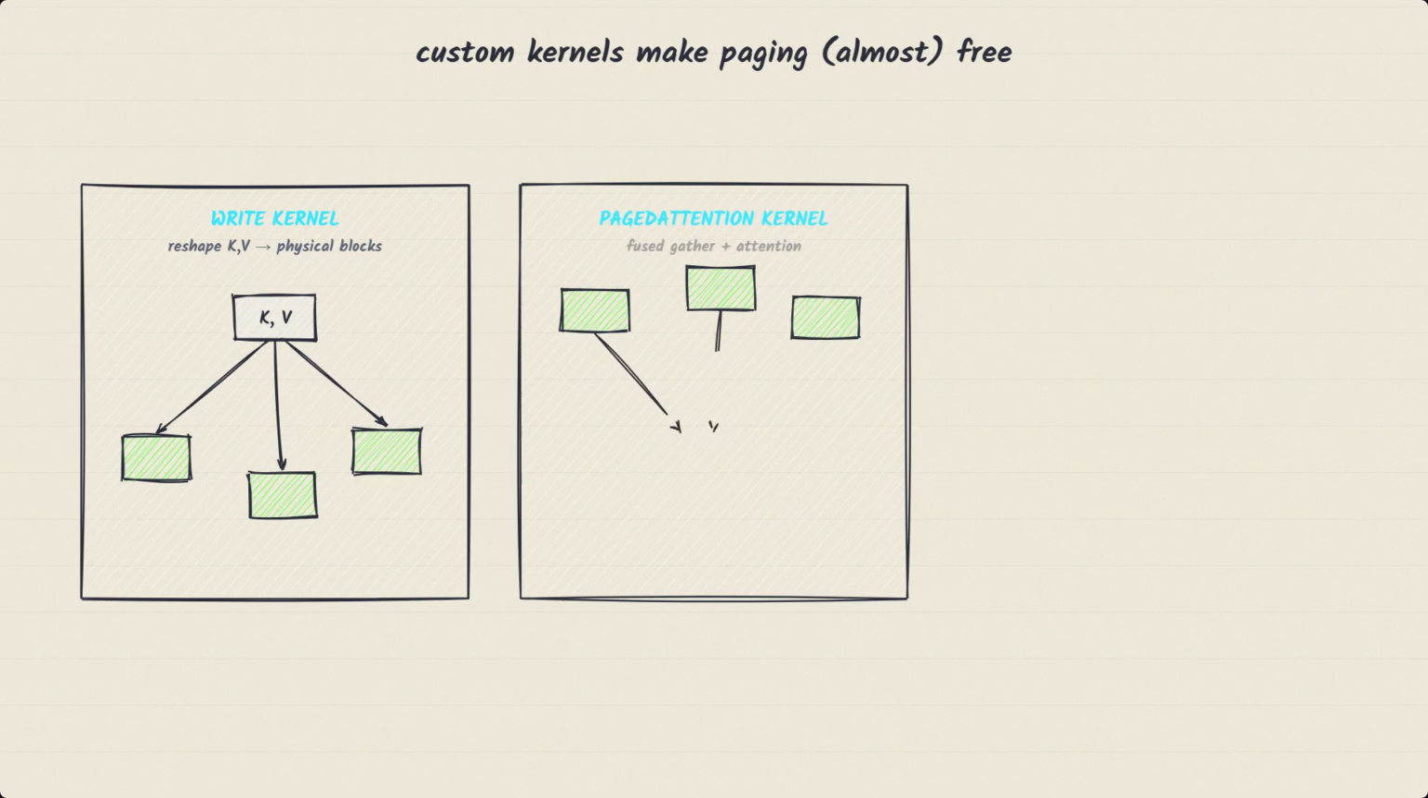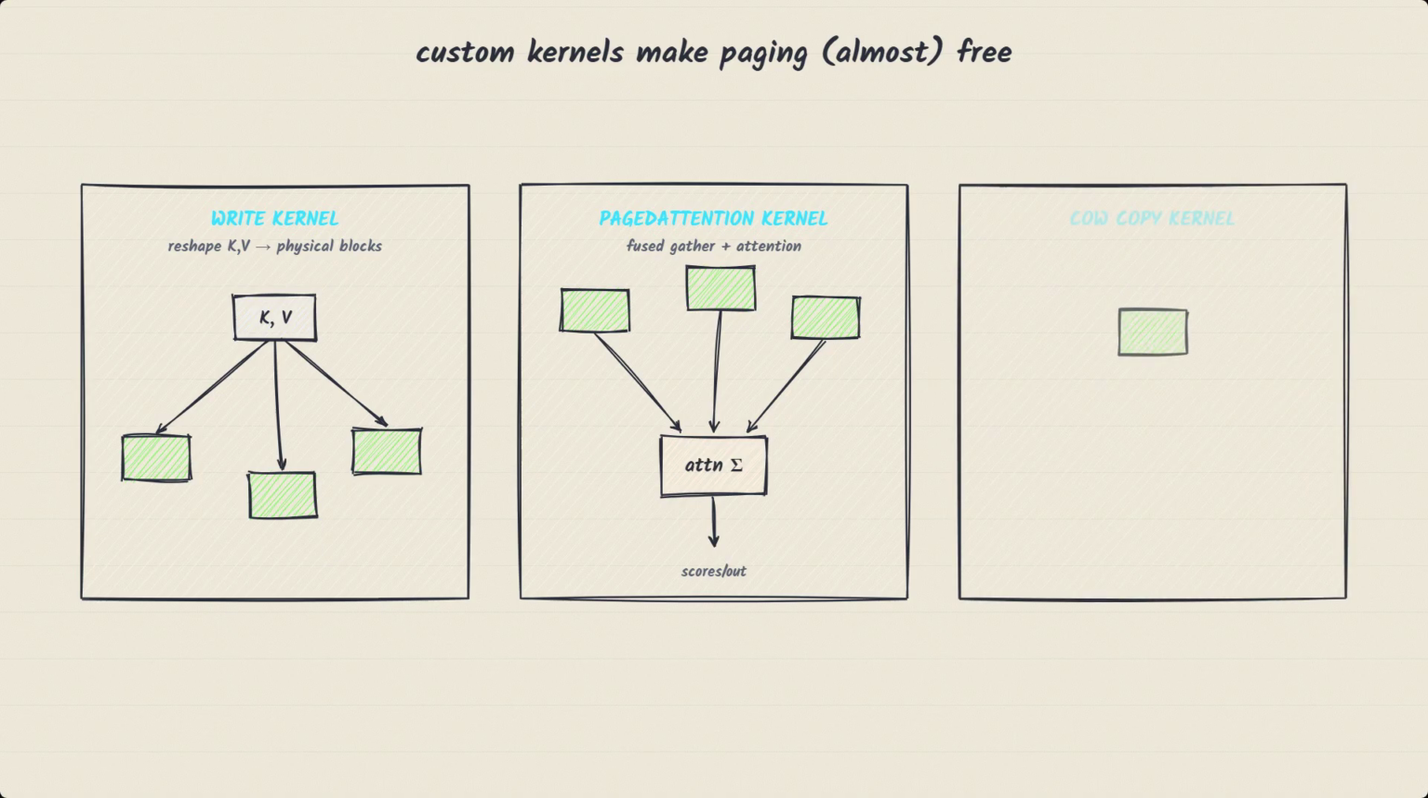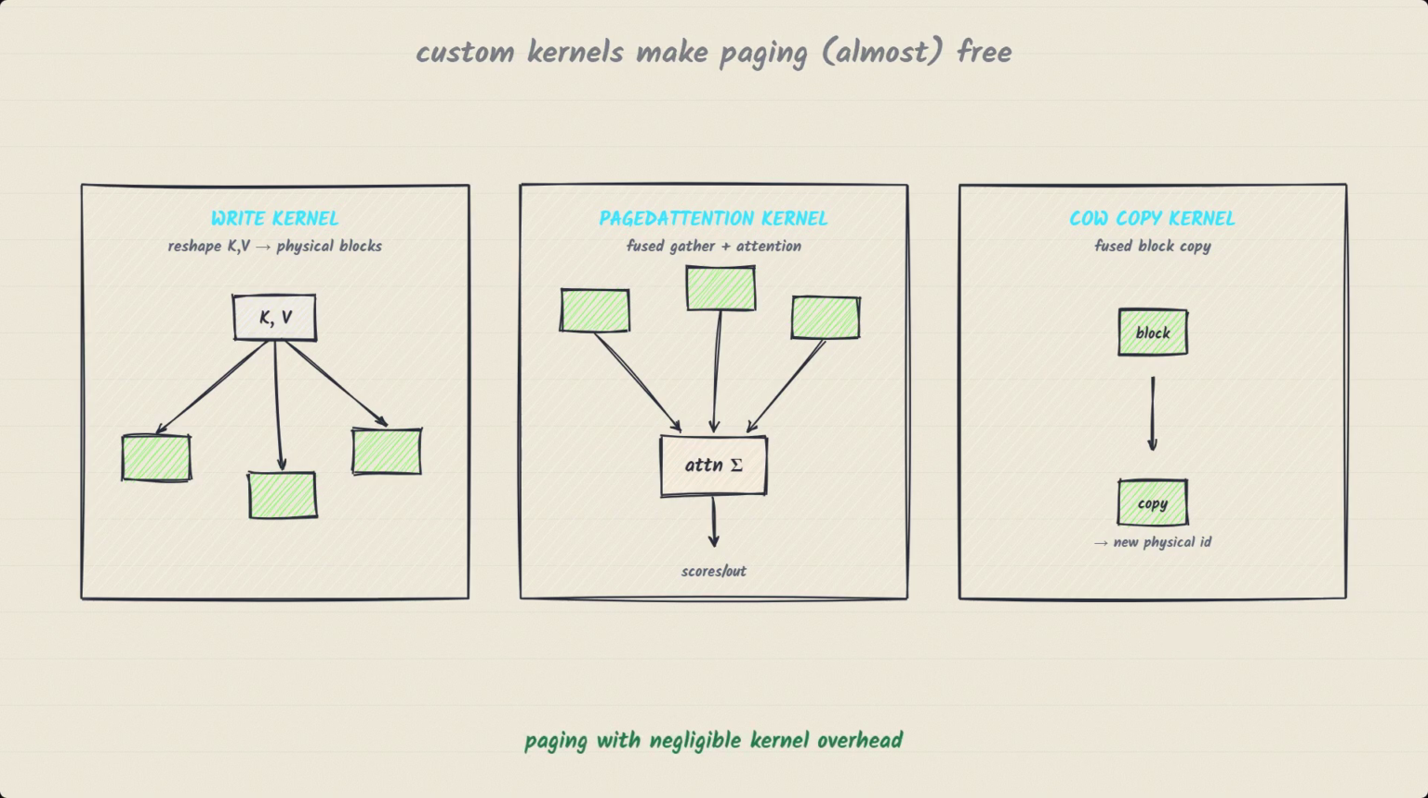One kernel reshapes freshly computed keys and values and writes them straight into their assigned physical blocks. The PagedAttention kernel fuses gathering the scattered blocks with the attention math itself, so the block lookups hide behind the computation. And the copy-on-write block copies are fused too. The upshot: paging with negligible kernel overhead. You get the huge memory win while barely paying for the indirection.